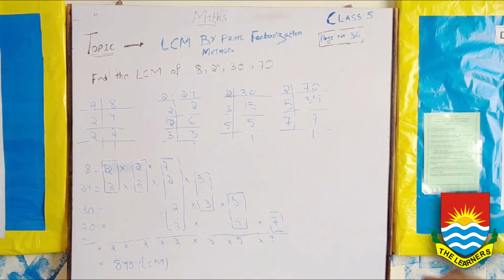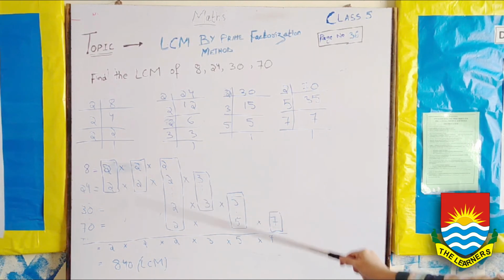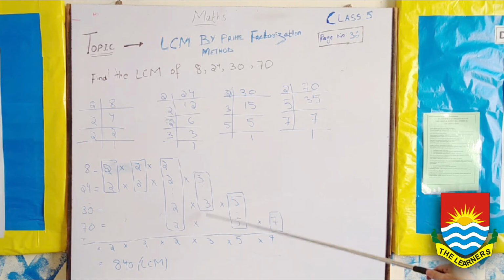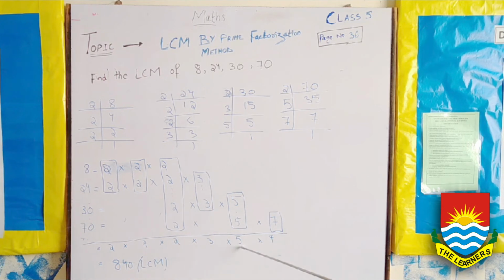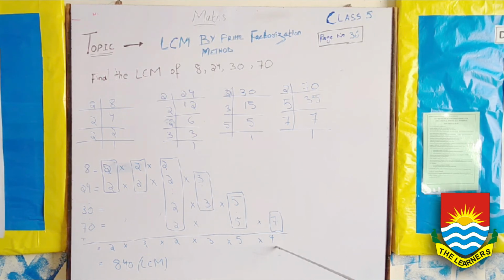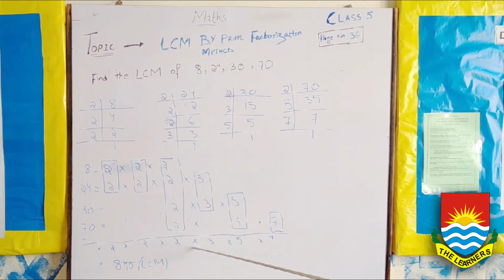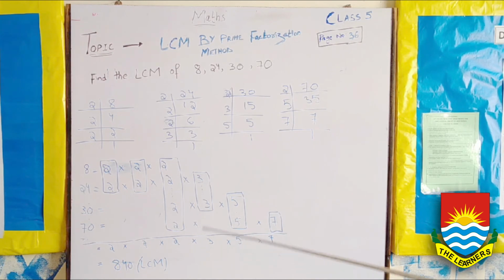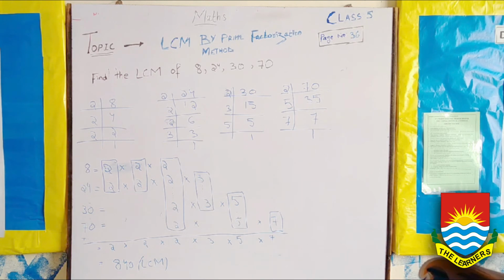And 7. Now let's see. Here the common factor is 2, here the common factor is 2, here the common factor is 2, here the common factor is 3. We have to take the common factor. Here the common factor is 5 and here the common factor is 7. So 2 multiplied by 2 multiplied by 2 multiplied by 3 multiplied by 5 multiplied by 7 is equal to 840. Multiply the common factor once and all the remaining factors that are not common.